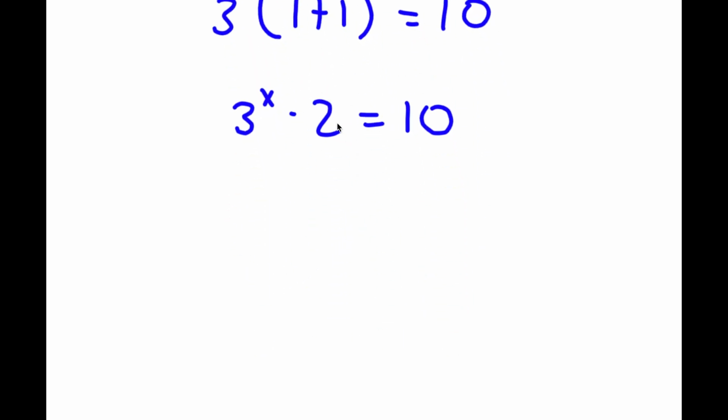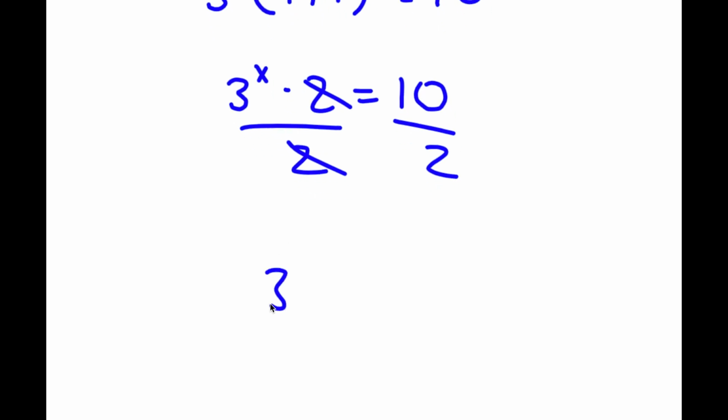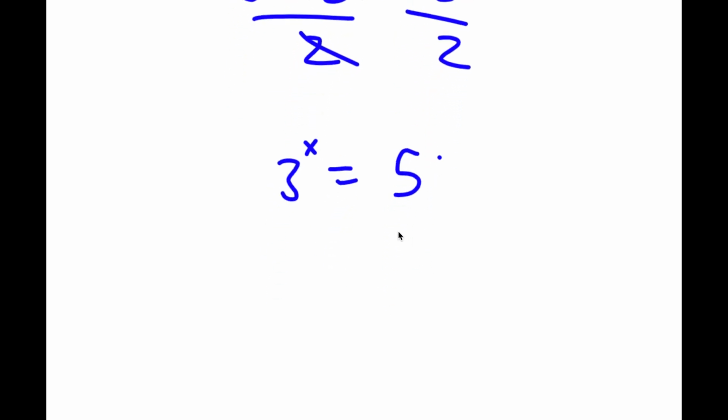Now, I want to get rid of this 2 because I want to isolate x. So I'm going to divide both sides by 2. Now these two cancel out, and I'll be left with 3 to the power of x is equal to 10 divided by 2, which is the same thing as 5. So now, this gives me another equation. I have 3 to the power of x equals 5. So how would I solve this?